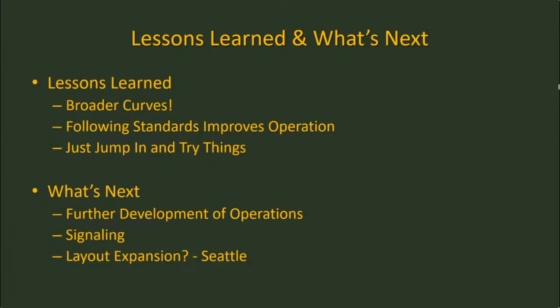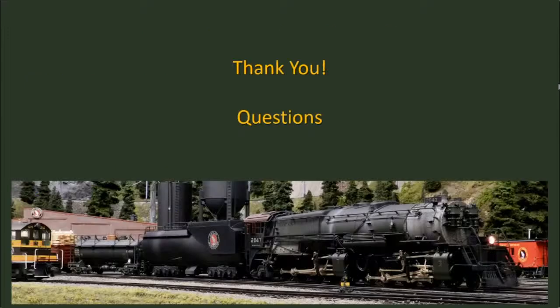So what am I going to do next? Well, perhaps some additional development of operations. I'd like to add signaling, or at least enough signaling to give you the impression of a signal railroad. And then a number of my friends have proposed that I go down the other side of the room, adding Seattle to the mix, and actually having some of, say, Interbay Yard or King Street Station, that sort of thing. So that's possible in the future. So with that, I will conclude and say thank you and take your questions.